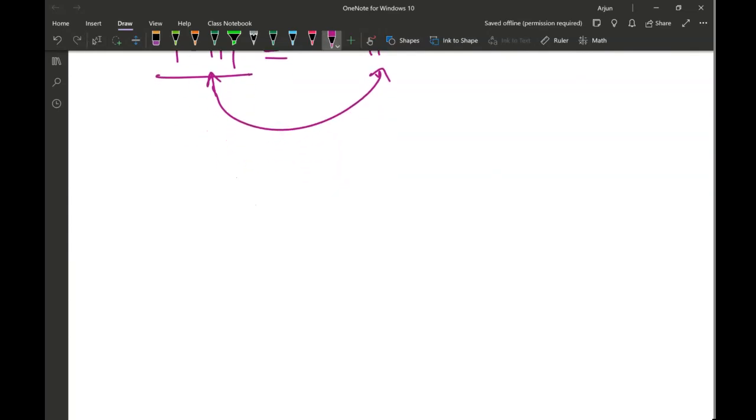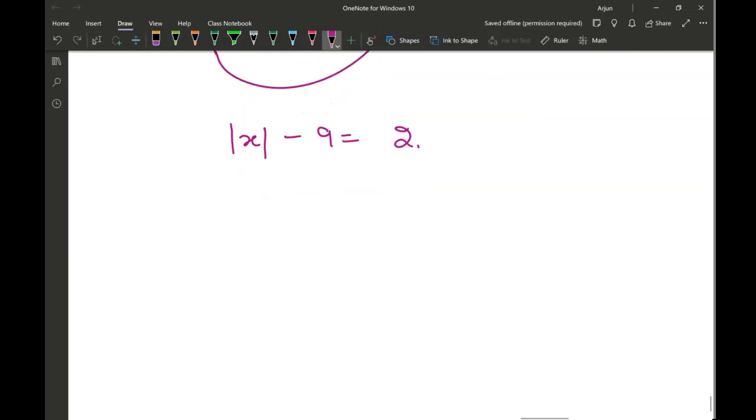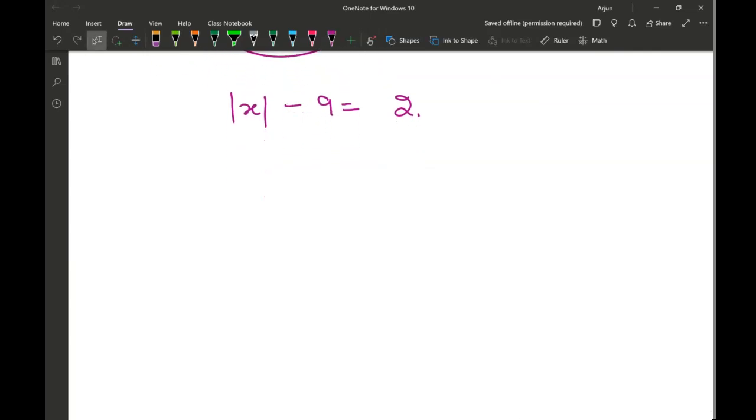Now, based on this, we're going to take a simple example. For example, mod of x minus 9 is 2. I want to solve for x. What are the different values x can be for which this equation is correct? That's the whole idea of solving for x.